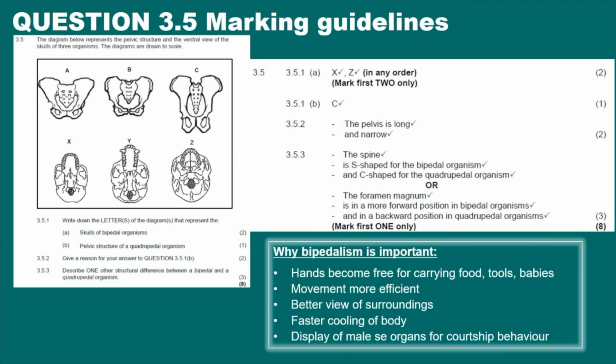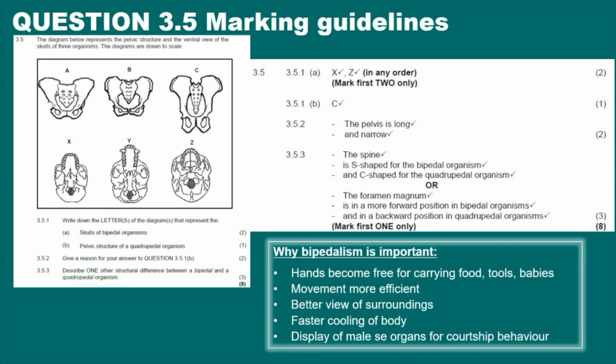Then they ask for the pelvic girdle of an organism that walks on 4 legs, so that will be C. Please do not say X, Y, or Z. In this case, it is C because they asked for the pelvic girdle. In question 3.5.2, they ask for a reason, and you just describe the structure that you see there. The pelvic girdle is long for 1 mark and also narrow for a 2nd mark. They might ask for only one, but please make sure that you always write long and narrow together.